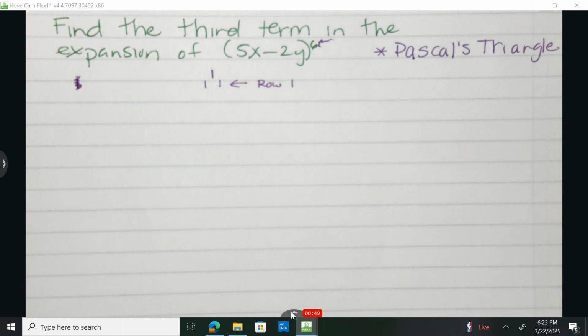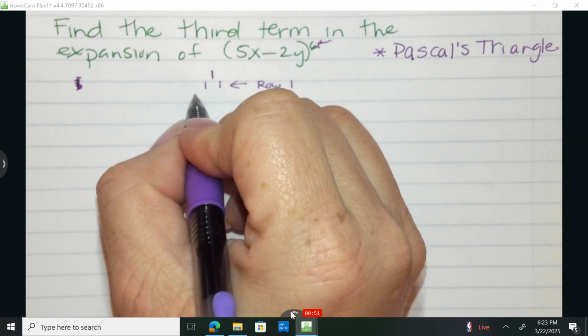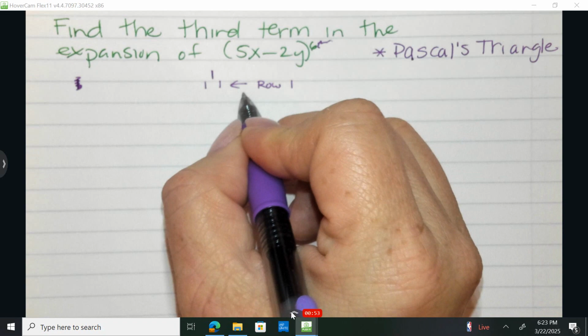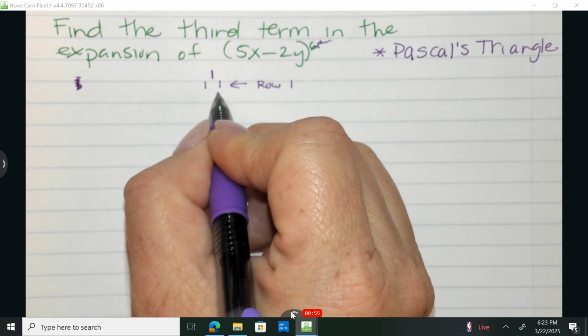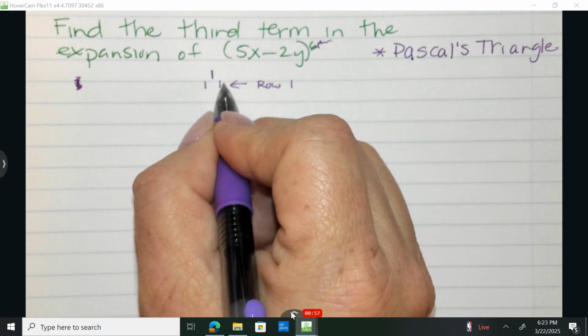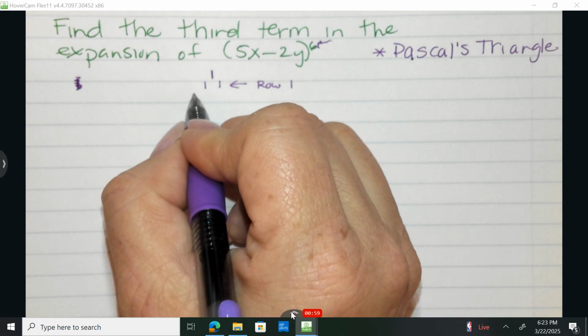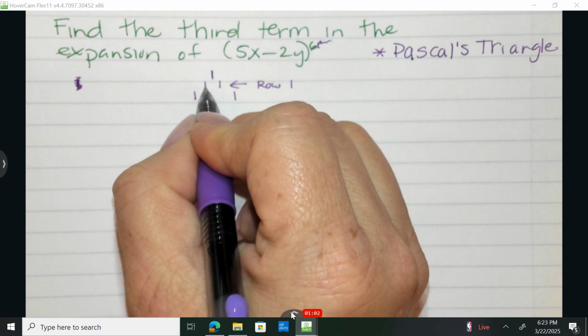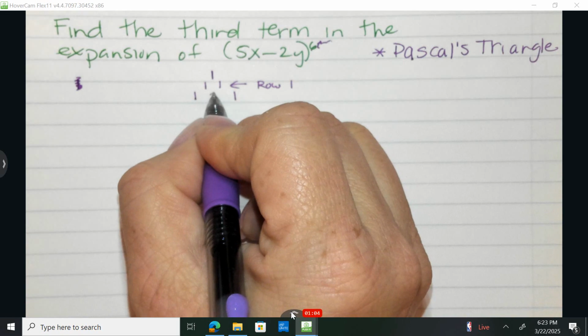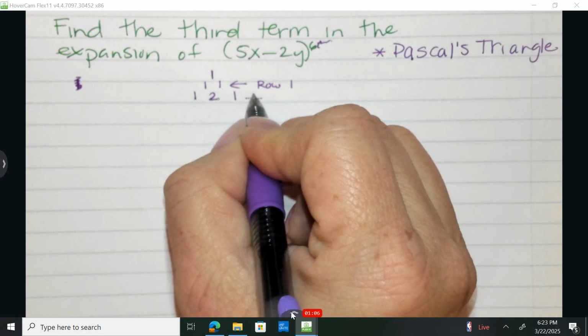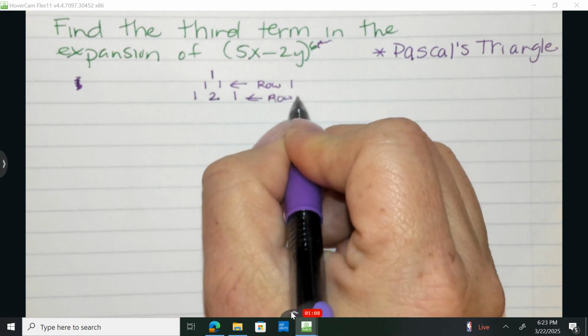Now, how do I come up with the next rows? I always start each row with a 1 and I always end each row with a 1. The numbers in the middle will be combined from the sum of the numbers directly above it, as I just stated. So a 1 and a 1. Now, 1 plus 1 is 2. This is going to be row 2.